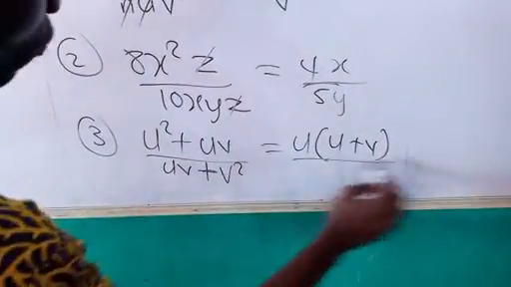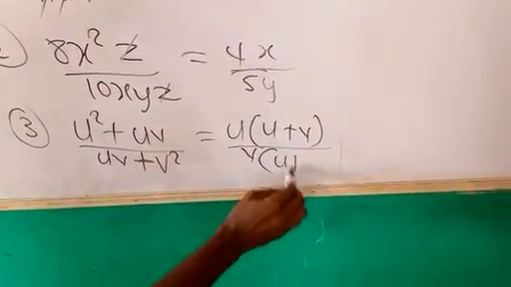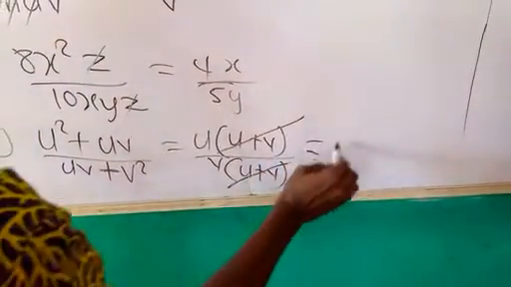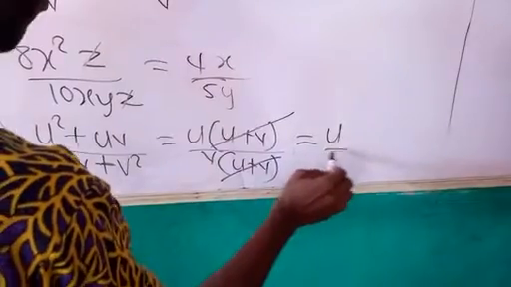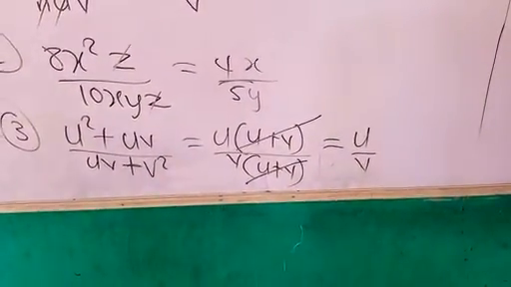Now, also factor out which one is common? v. When v is factored out, we have u plus v in there. This one can cancel this. What are we now left with? We are left with u all over v. That is the solution to question 3.